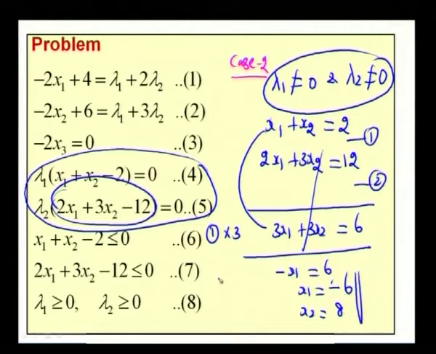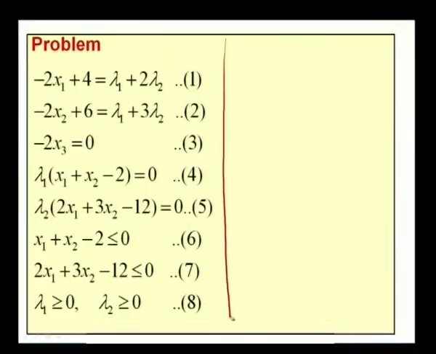In the given nonlinear programming problem, the restriction on x1 and x2 is that both should be greater than or equal to 0, but we got the x1 value as negative. Therefore, this solution cannot be the optimum solution to the given problem. Therefore, we have to omit this case, lambda 1 non-zero and lambda 2 non-zero. Now, we consider case 3.